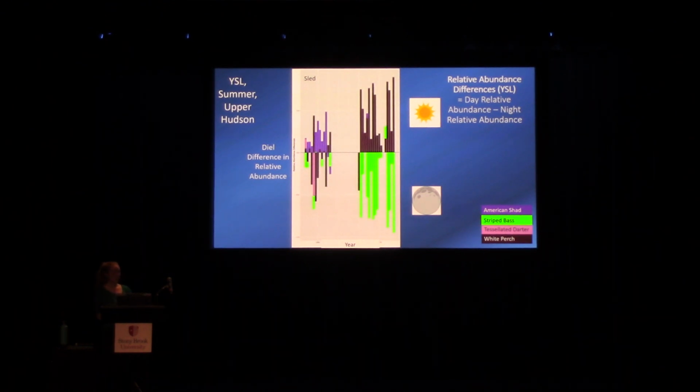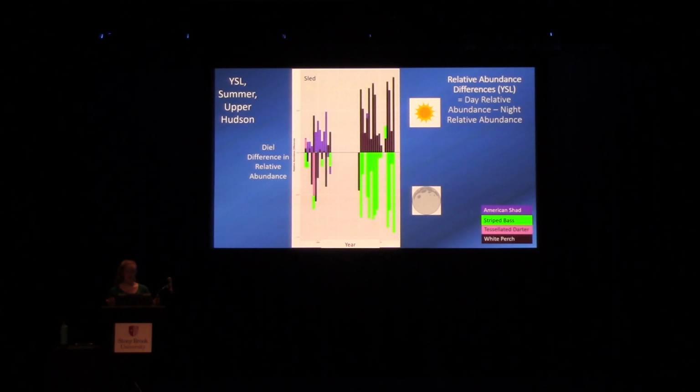So what I did was, again, I subsetted the data, just in this case, just looking at yolk sac larvae collected in the summer months, which were May, June, and July. And since the Hudson River estuary is so dynamic, this is just looking at the freshwater portion of the Hudson River estuary. And I calculated relative abundance for all the species in our data, and took the daytime relative abundance and subtracted the nighttime relative abundance.